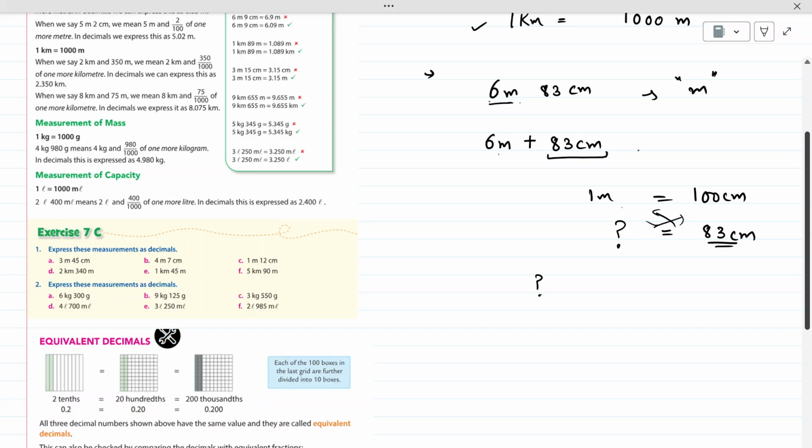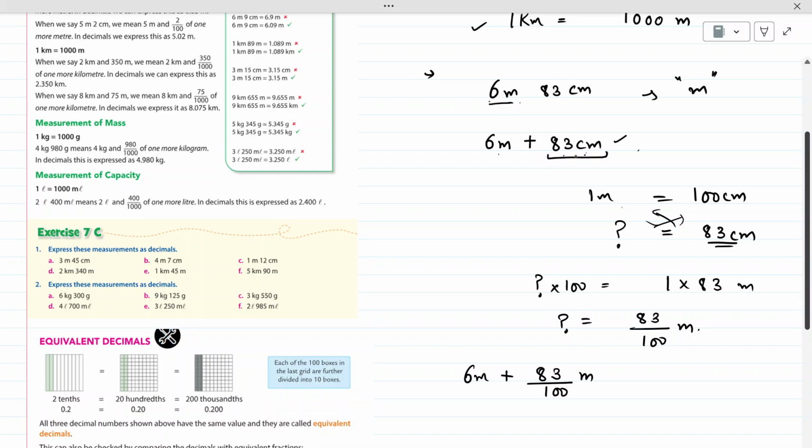So question mark into 100 should be equivalent to 1 into 83 in meters, and this question mark, the value which we want, is 83 divided by 100 meters. That means when we convert this, 6 meters will be as is, and 83 centimeters in the form of meters can be written as 83 divided by 100 meters. I hope you have understood what we have done, kids. Here we have to convert this 83 centimeters into meters. That's how we are going to completely convert this number into meters.